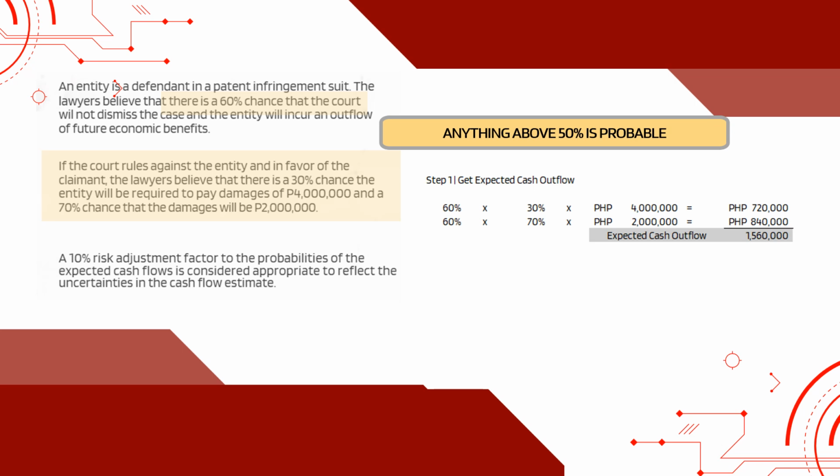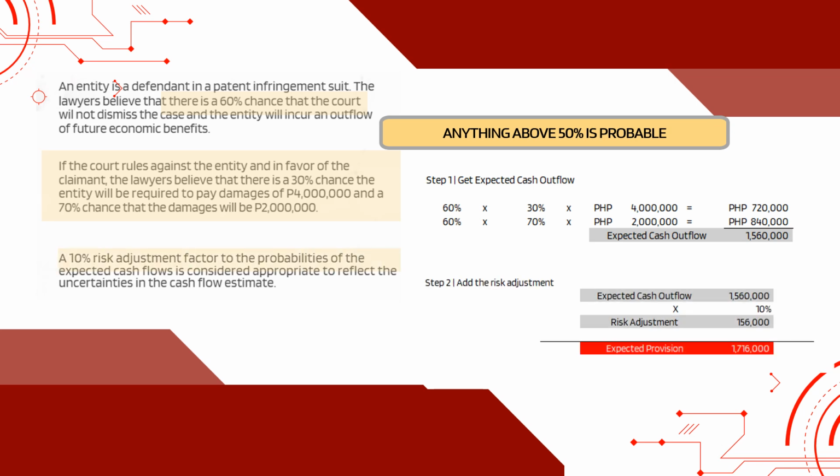Meron ka pang i-adjust na risk factor. So the idea lang here is, this is your expected value, pero you wanna multiply this to a risk amount or risk factor. So it says here that there's a 10% risk factor. So all you have to do is using the 1,560,000, you multiply that by 10%, you have to add an additional risk adjustment of 156,000. So ang total reasonable expected cash outflow here is the 1,560,000 plus 156,000. The answer is current liability is 1,716,000. So that's how it works.